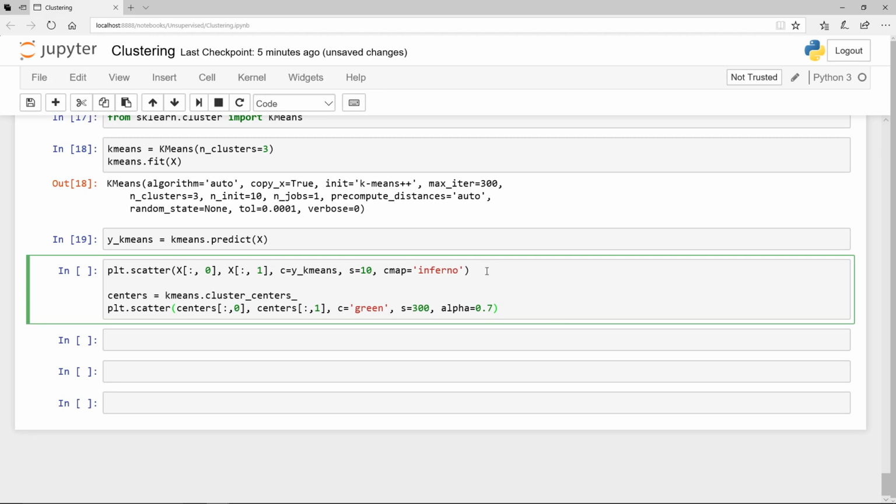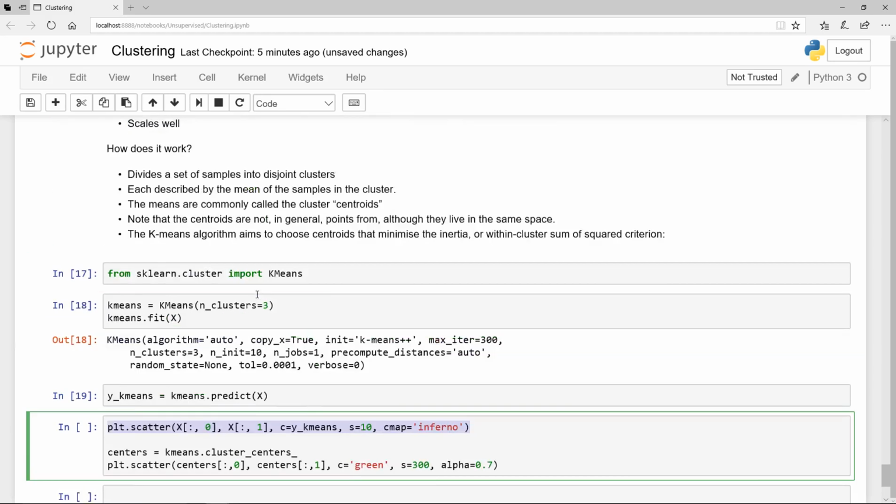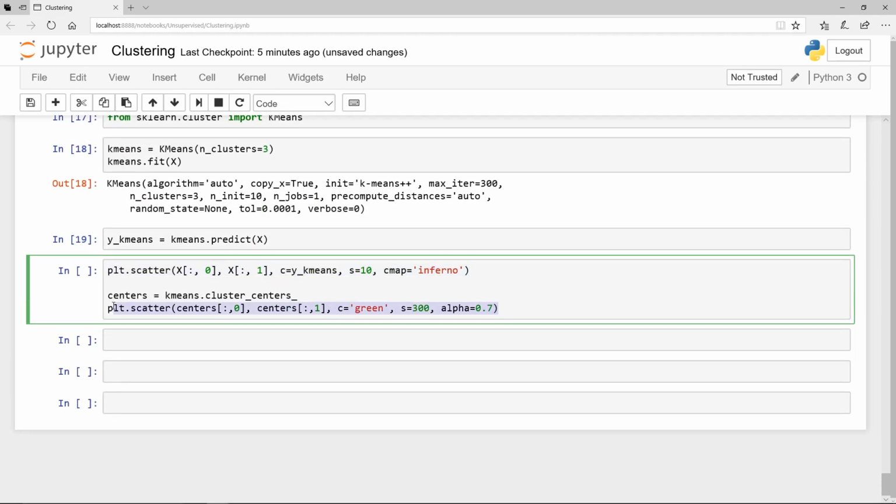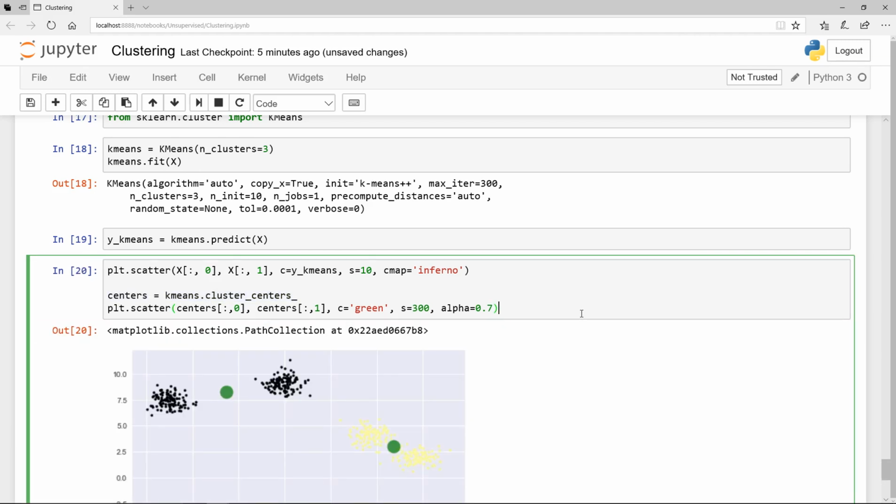Actually, let me correct myself a little bit. This is actually to plot all of the dots, which are these dots here, and this is actually the center, or the centroids itself, and these here from the actual scikit-learn library, after it has fit the data, it has generated the center, or the centroid. So let's just plot this out.